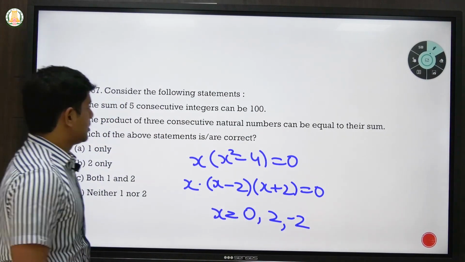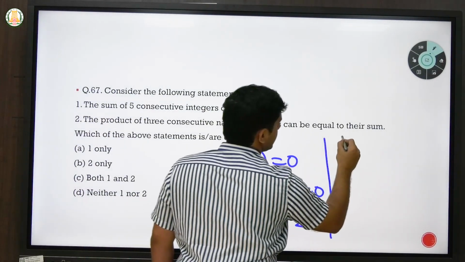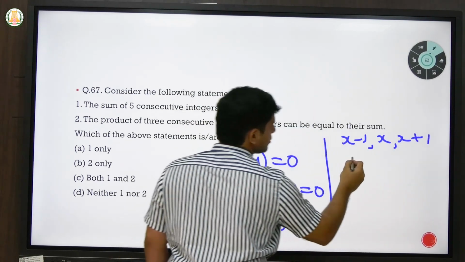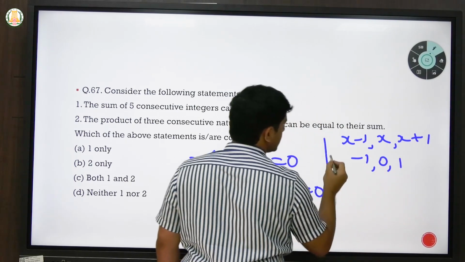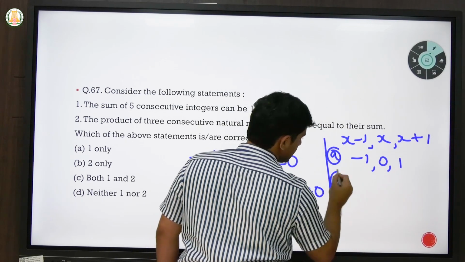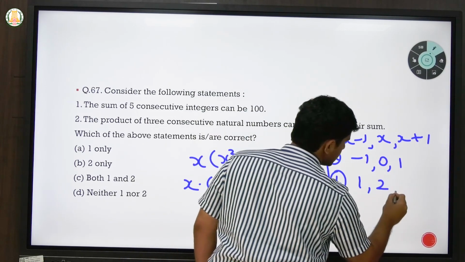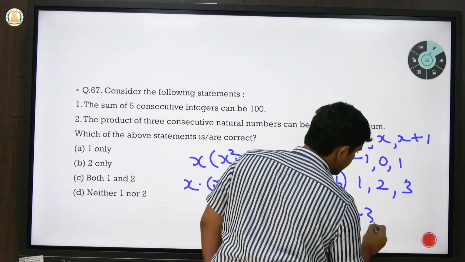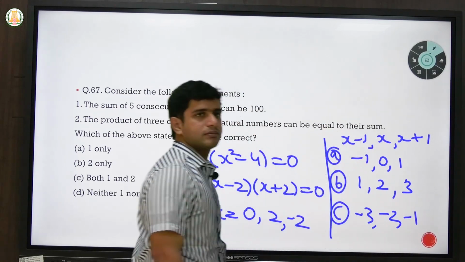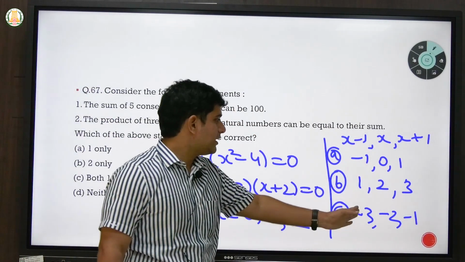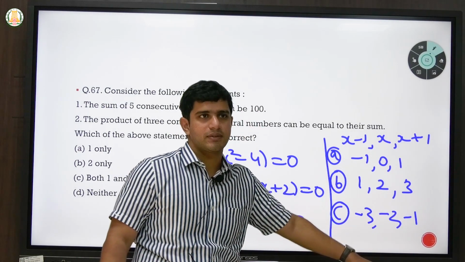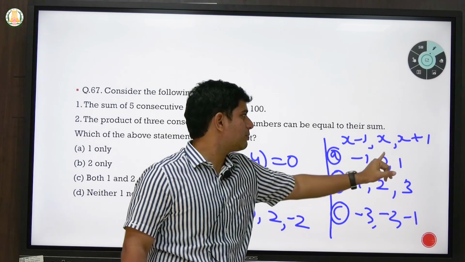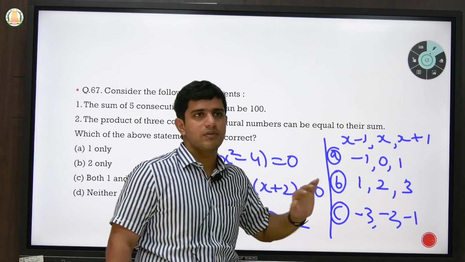So that means your 3 sets will be, when you say x minus 1, x and x plus 1, when x is 0, this will be minus 1, 0, 1. This is the first case. Second case, when x is 2, this will be 1, 2, 3. Third case, when x is minus 2, this will be minus 3, minus 2 and minus 1. Now if you actually see, minus 3 plus minus 2 plus minus 1 is minus 6. Minus 3 into minus 2 into minus 1 is also minus 6. Similarly, minus 1 plus 0 plus 1 will be 0. Minus 1 into 0 into 1 will also be 0.